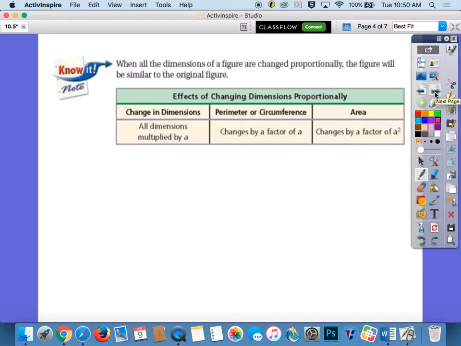So this sums up what we've been exploring, guys. When you multiply all dimensions by 5, for example, in our previous example on our previous slide, the perimeter or the circumference is going to be multiplied by 5. And the area is going to be multiplied by 5 squared. Now, you guys can memorize this, or you can go through the explorations that we just went through, and it will shake out for you. There's no need to memorize this. You can just explore it, crunch the numbers, and then notice the pattern.